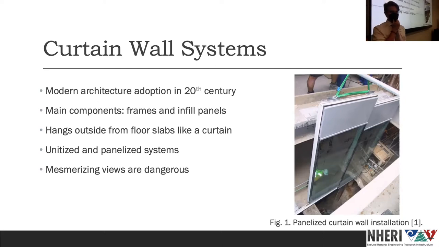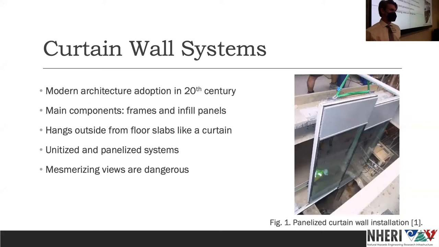So of course, curtain walls have become very popular in places with beautiful scenery and high-rise buildings, elevated surfaces. They tend to be on high-rise buildings where they hang on the outside of the floor slabs, unlike normal windows where they're flush. That's how they get their name, to be hanging like a curtain. There's two main ways that they are installed, panelized, so they're installed and connected one by one on site, or they're unitized where they're connected off site and then they're installed together as one.